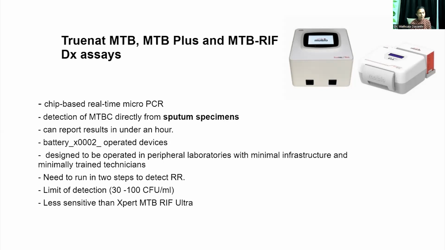But unlike GeneXpert, with TrueNat only sputum specimens are recommended at the moment. And the limit of detection varies from 30 to 100, so it is less sensitive than MTB Ultra. The advantage is that it can be battery operated and needs minimal infrastructure. So the WHO recommends placing these TrueNat machines in more peripheral laboratories. In the future, the TrueNat machines will be redistributed, and you can test sputum with TrueNat as well.